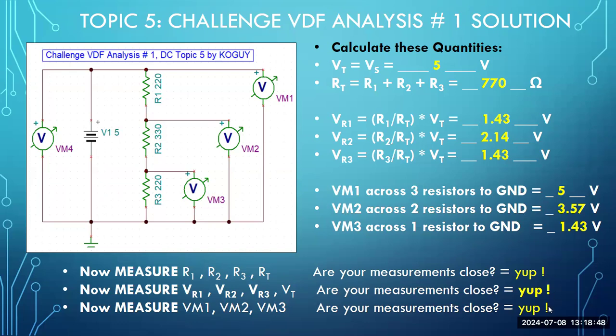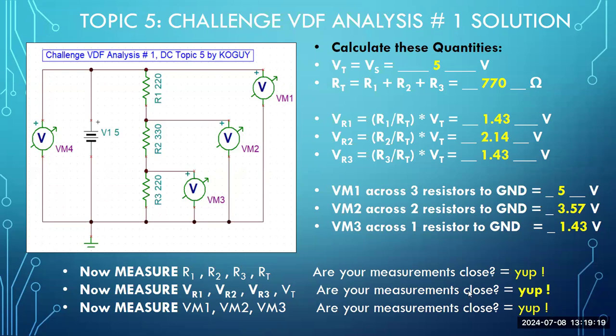Yep. All right, that actually concludes the solution for voltage analysis number 1, the voltage divider challenge that was presented back in topic 5. So the solution is given to you for the 3 resistors of the 220 in series with the 330, in series with another 220 ohm resistor. And now we'll go to the second task, and the second task was a design task.